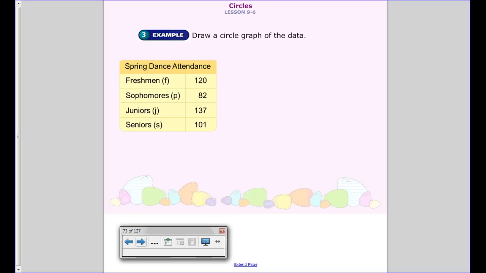So draw a circle graph of this data. They tell us the spring dance attendance. We have freshmen, sophomores, juniors, and seniors. This time it's not in percent, so we have to find out how many of each group out of the whole went to the dance.